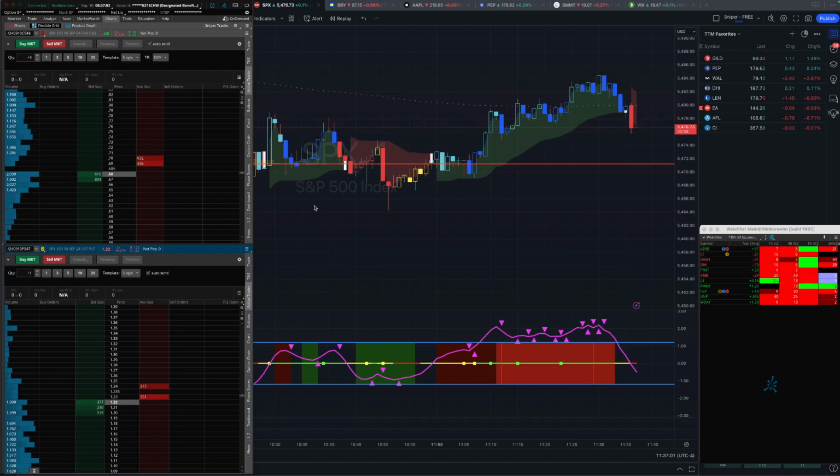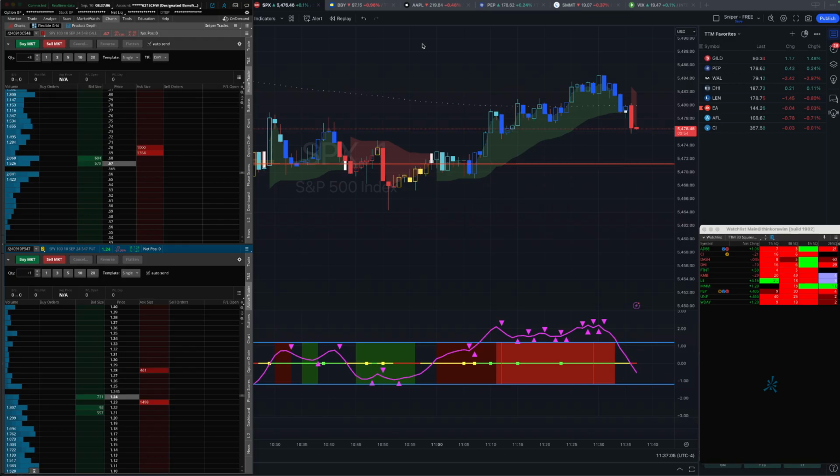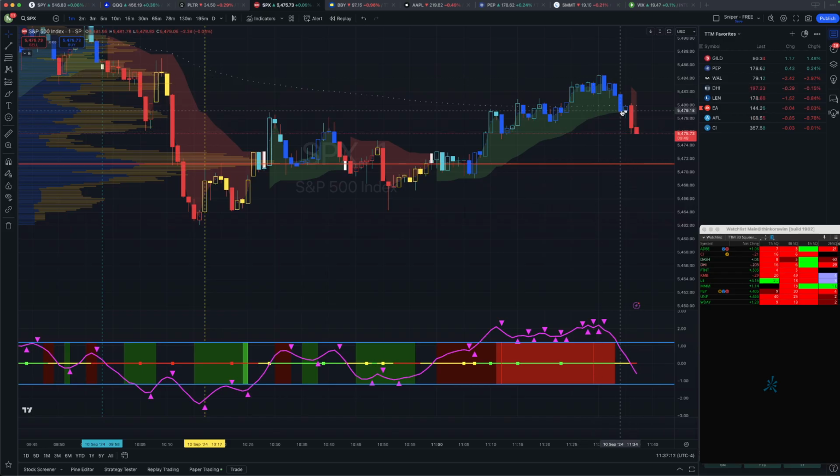Ed, difference between one or two. That's what I've been talking about this whole time. A 1.0 is a reversal, and a 2.0 is a continuation trade.